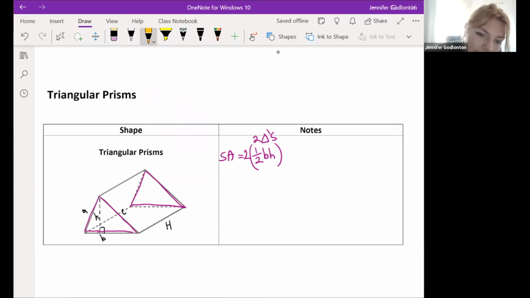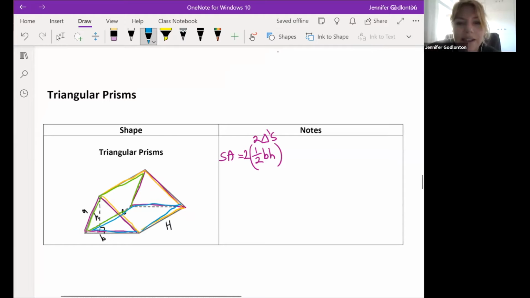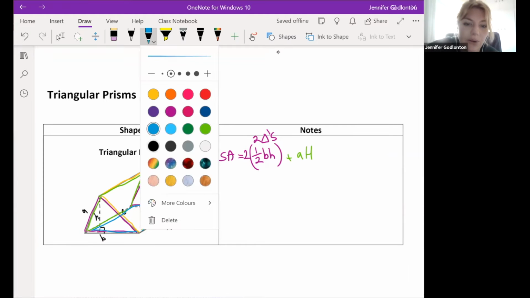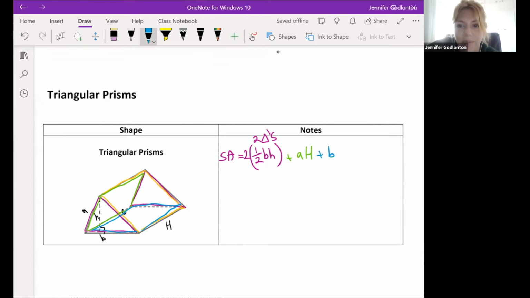Then we've got this rectangle that's chilling over here. We've got this rectangle that's chilling over here. And we've got one last rectangle, which is chilling at the bottom. So if I want the area for that green rectangle, that's going to be A times H. If I wanted the blue rectangle that's at the bottom, that would be B times H. And if I wanted this yellow rectangle that's on the top right, that would be C times H.